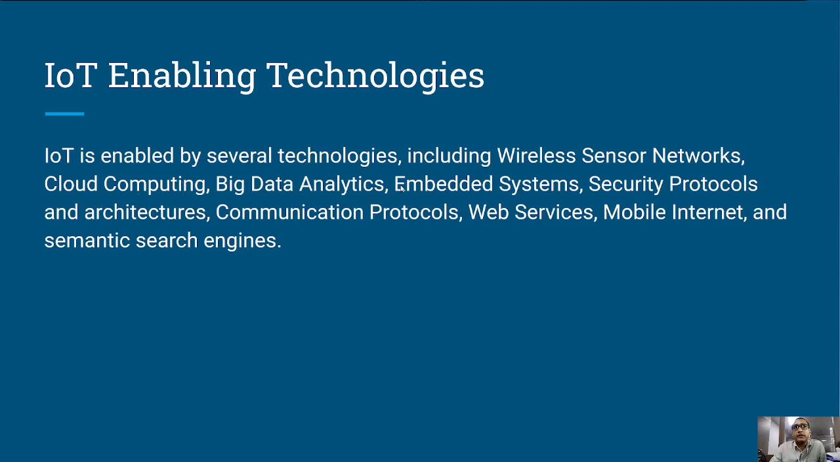Then big data analytics. Sometimes, as in the case of industrial IoT, the amount of data generated is actually quite huge. So normal data analysis techniques do not work, and you have to go for big data analytics. In that case, you have to use machine learning or similar methods to mine the data from these big data warehouses. Then embedded system is another enabling technology. Then security protocols and architectures, communication protocols, web services, mobile internet, and semantic search engine. These are the enabling technologies, out of which we will be just discussing the major technologies.